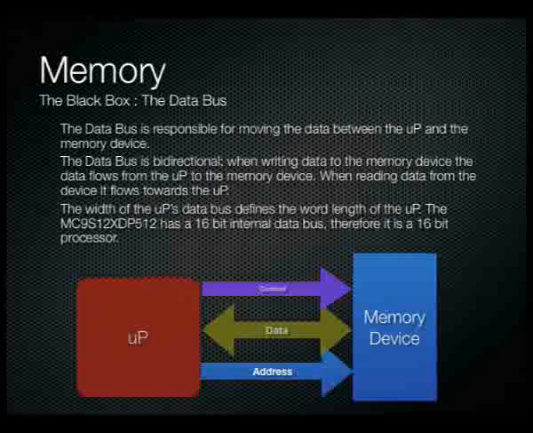back to the microprocessor. So the width of the microprocessor's data bus effectively defines the word length of the microprocessor. It defines what size of words we are moving around internally inside the microprocessor. As far as we're concerned, our MC9S12X DP512 is in fact a 16-bit processor because it has a 16-bit internal bus. So when it's talking to the various subsystems, whether they're the serial subsystems, analog digital subsystems, or whatever, it is using a 16-bit data bus to move that data around.